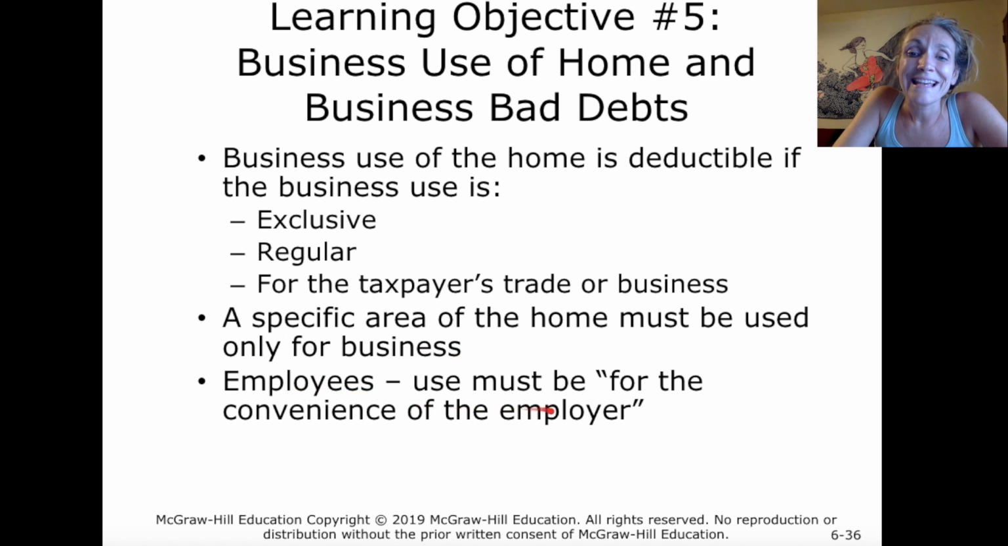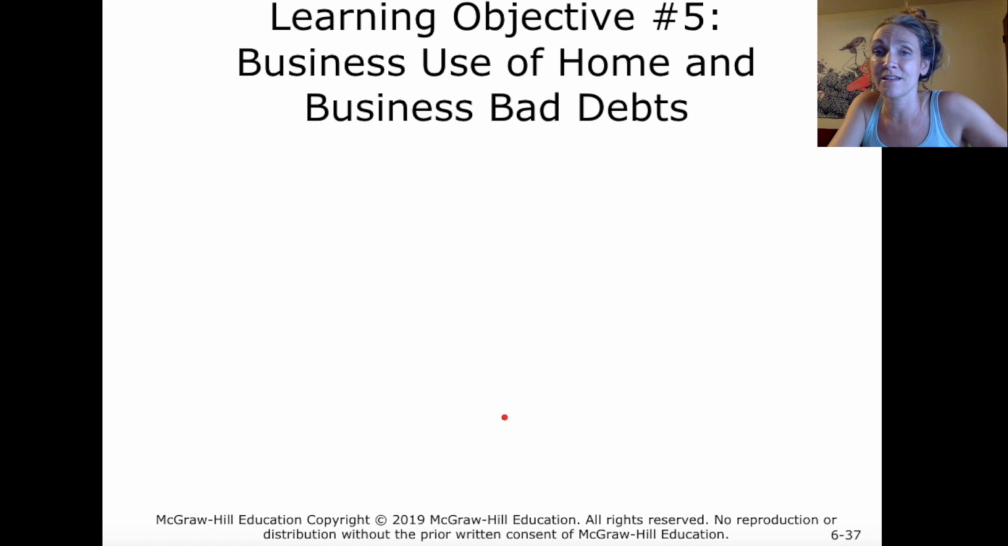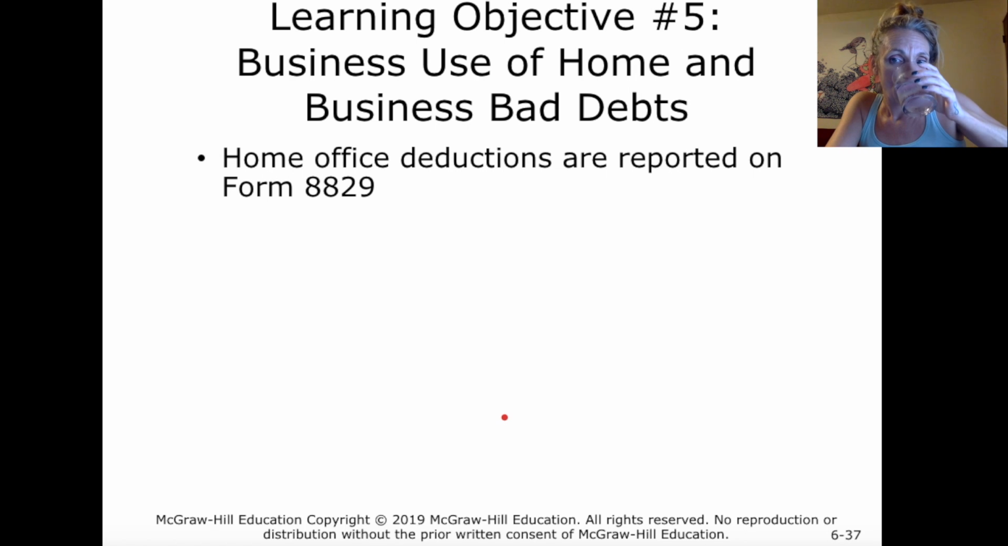For employees, they can do a home office, but only for the convenience of the employer. And I don't know why they have that here, because they got rid of the unreimbursed employee business expenses anyways, which was an itemized deduction, and very rare that an employee could actually get a deduction from it because of the extensive calculation.